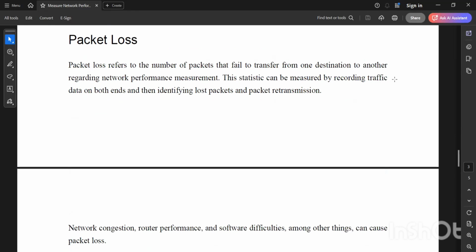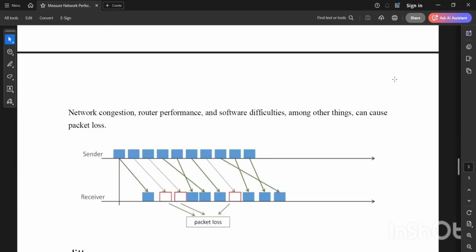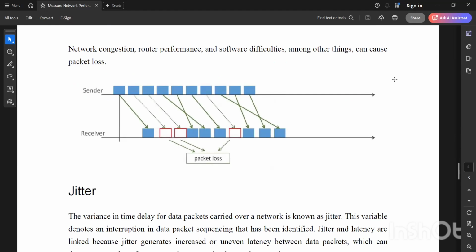Okay, now we will see packet loss. Packet loss refers to the number of packets that fail to transfer from one destination to another regarding network performance measurement. This statistic can be measured by recording traffic data on both ends and then identifying lost packets and packet retransmission. Network congestion, router performance, and software difficulties, among other things, can cause packet loss.